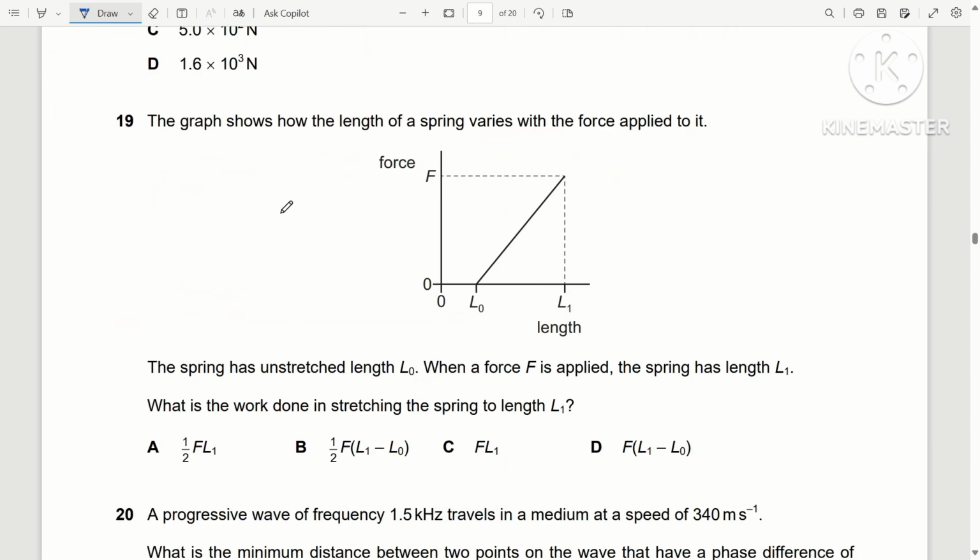Question 19. The graph shows how the length of a spring varies with the force applied to it. Now we know that if a force versus length graph is given, then we have to find the work done. Work done is given as the area under the graph. The shape is triangular, so it will be half into base into height, because the area of a triangle is half into base into height. So this base length will be L1 minus L0 and this height is F. So option B is correct.